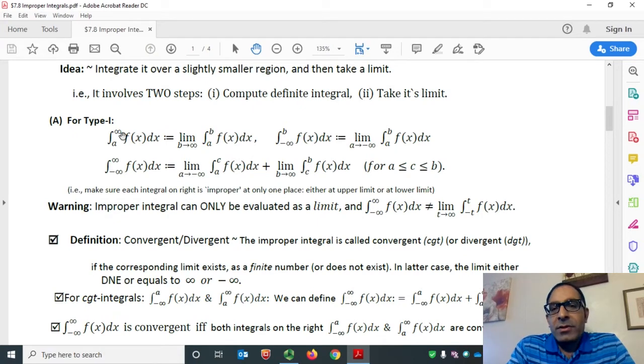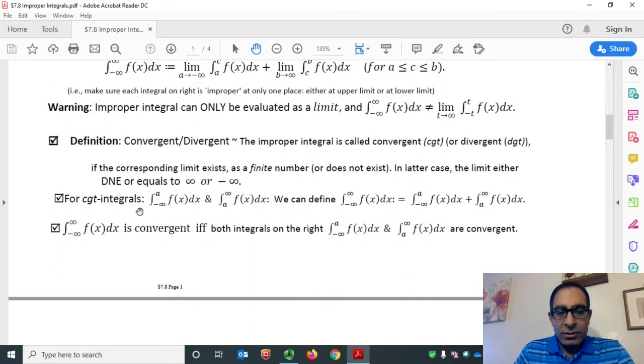It's the same as the limit; the corresponding limit exists. And we know about limit convergence, whether a limit exists or doesn't exist, from Calc 1. If the corresponding limit does not exist, then we call the improper integral divergent. So now we have two fancy names here, convergent and divergent. Okay.